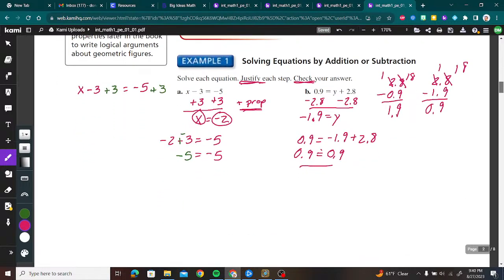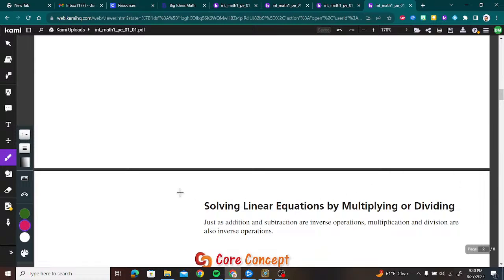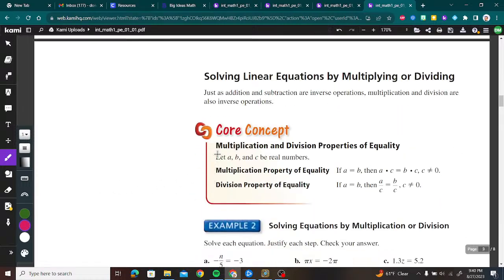Let's see what the next example is. Solving linear equations by multiplying or dividing. Just as addition and subtraction are inverse operations, multiplication and division are also inverse operations. So here are my operations and here are my inverses: plus, minus, minus, plus, times, divide, divide, times.